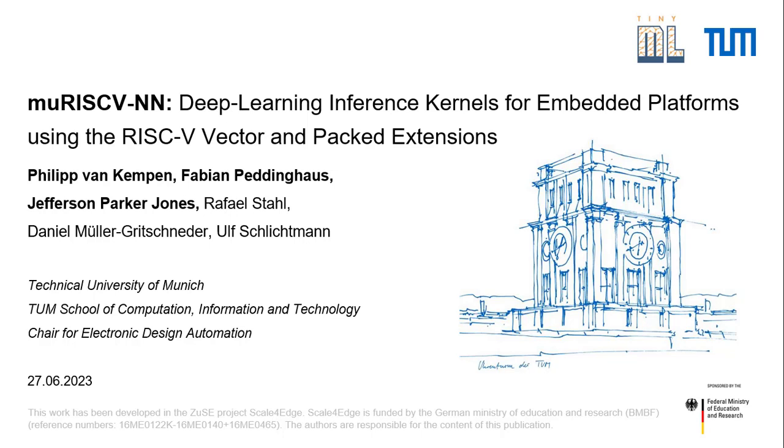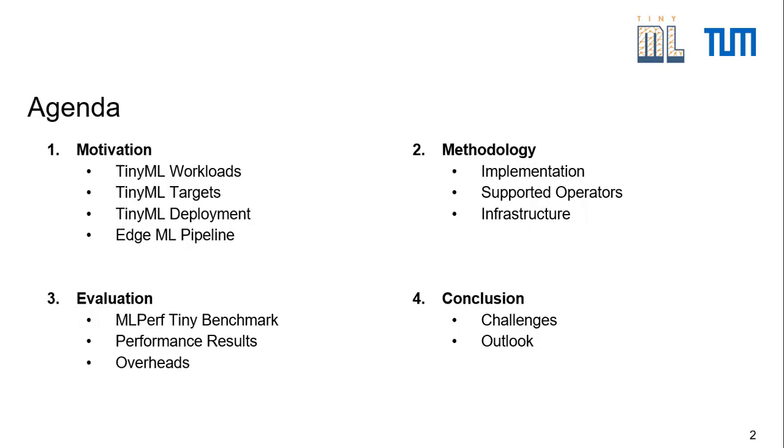So my passion is RISC-V and embedded machine learning. And this talk about muRISC-V-NN is structured as follows. I would like to first motivate the need for efficient neural network inference libraries in the tinyML field. Then I will show some implementation details and hopefully interesting benchmark results. And finally, in the conclusion, I will mention some of the challenges we had to deal with and also tell a bit about the future work.